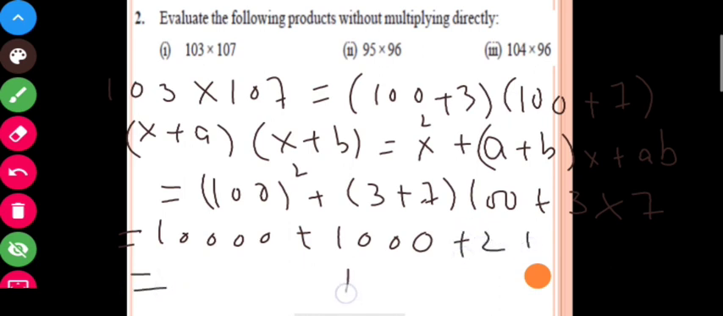So after adding, I will get 10,000 + 1,000 + 21 = 11,021. This will be your answer here. I think it's very simple, right?